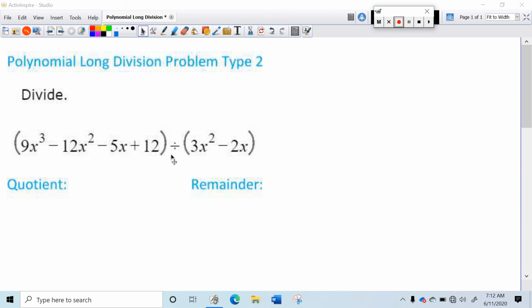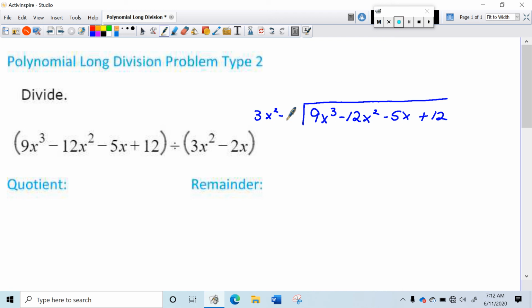to divide these polynomials and look for a quotient and a remainder. It's just like normal division. You actually literally set it up with the division operation. And whatever's first goes underneath. So 9x cubed minus 12x squared minus 5x plus 12. Whatever you're dividing by goes on the outside.